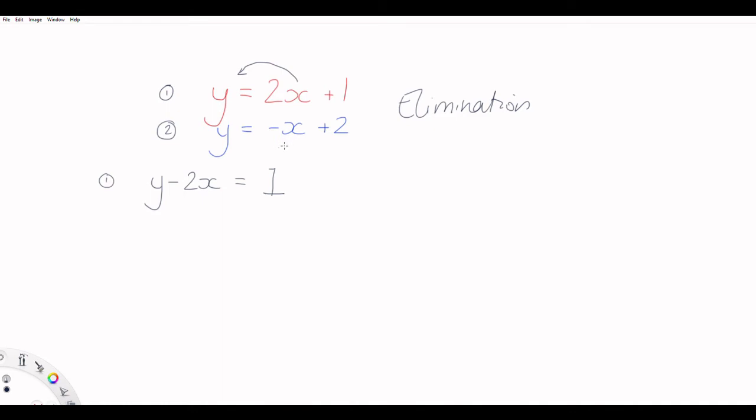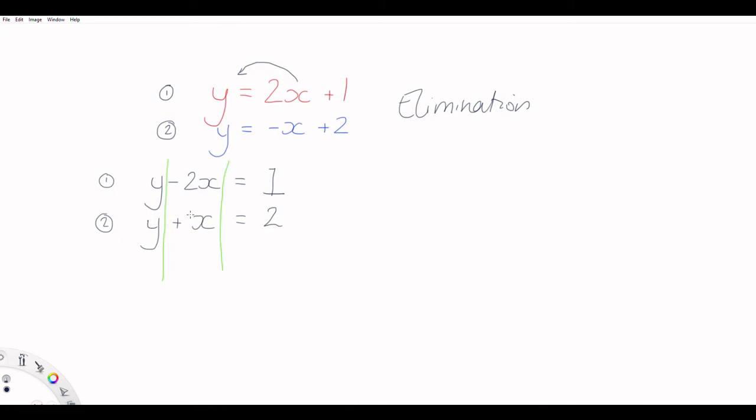We're going to then add x to both sides. So we'll have y plus x equals, that's a positive 2. And what we're aiming to do here is to get the y's in one column and the x's in another column, because now we've got them set up as two equations and we've got them in columns.